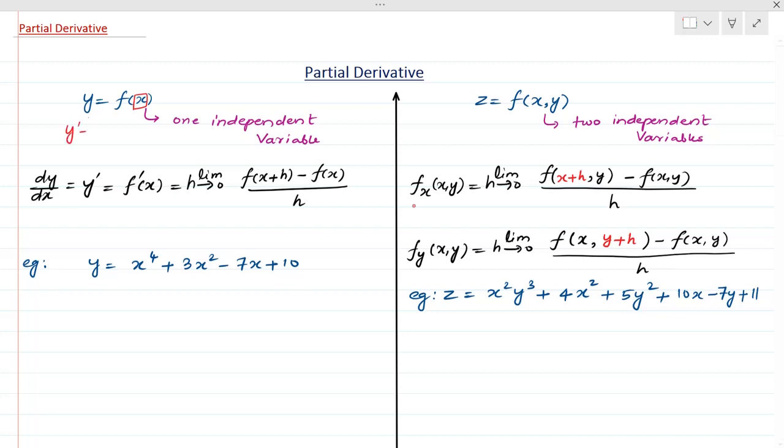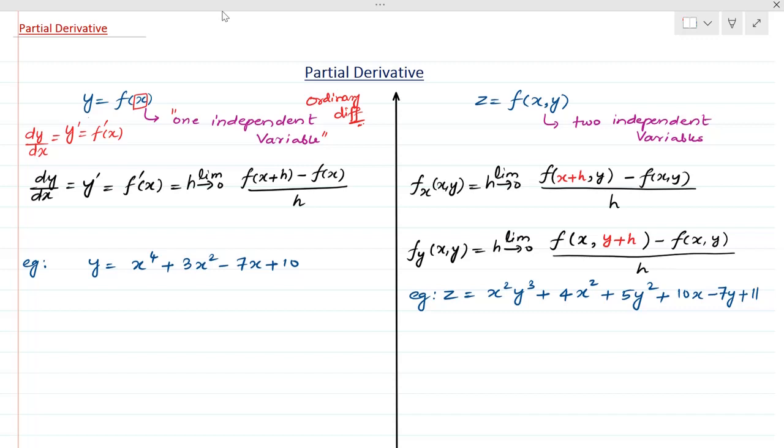It is y prime, which is equal to f prime, or we can say it is dy over dx. The ordinary derivative, what we studied in our calculus 1. Whenever we have one independent variable x, we use the ordinary derivative. This is the ordinary differentiation.